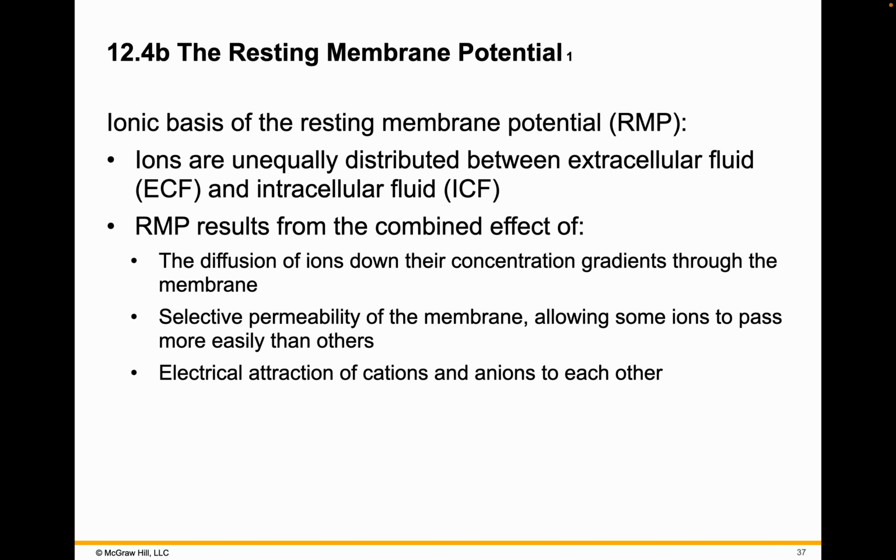The ionic basis of the resting membrane potential is that the ions are unequally distributed between extracellular and intracellular fluid. So the resting membrane potential results from the diffusion of ions down their concentration gradients through the membrane, the selective permeability of the membrane, meaning it allows some ions to pass more easily than others, and the electrical attraction of the cations and the anions to each other.